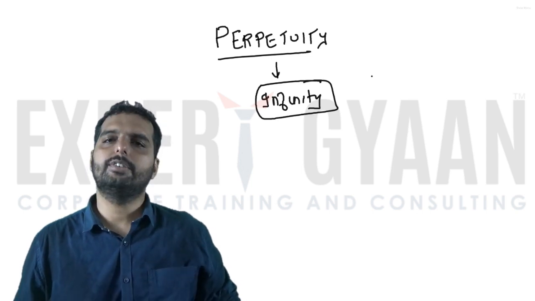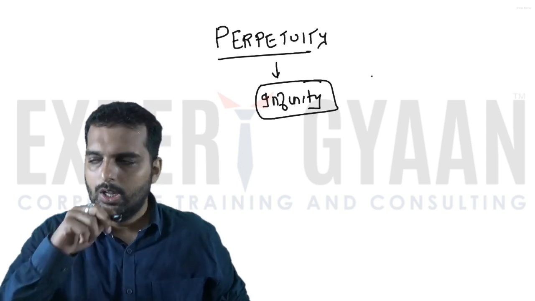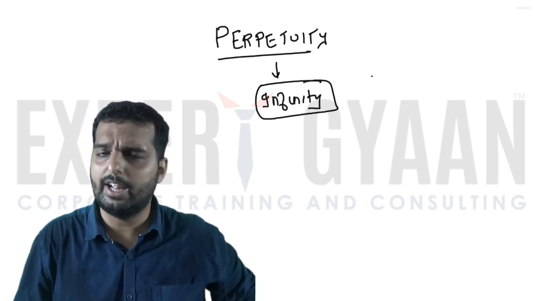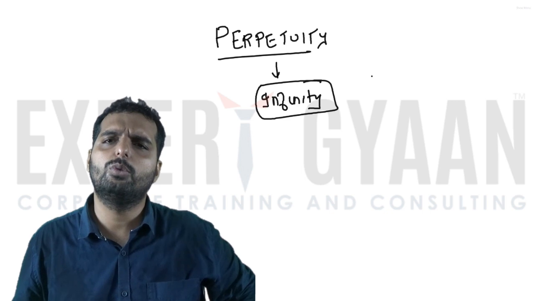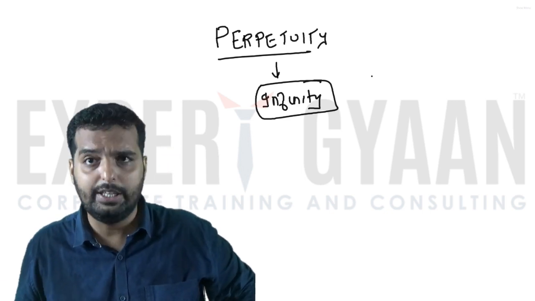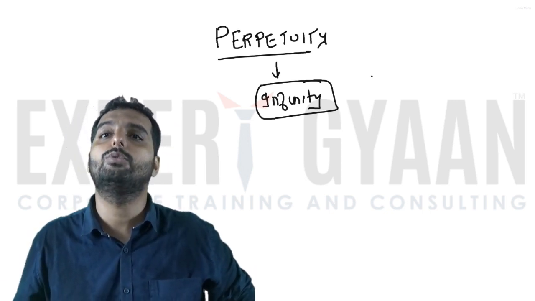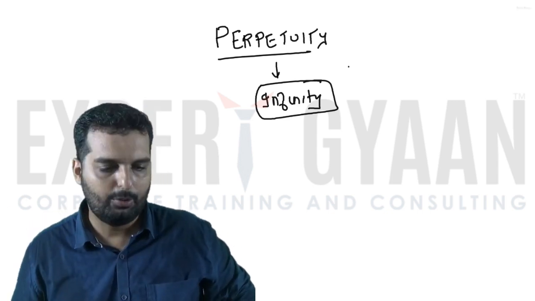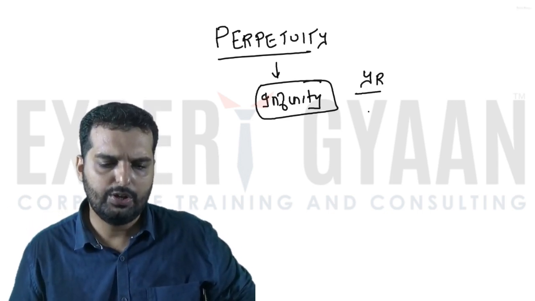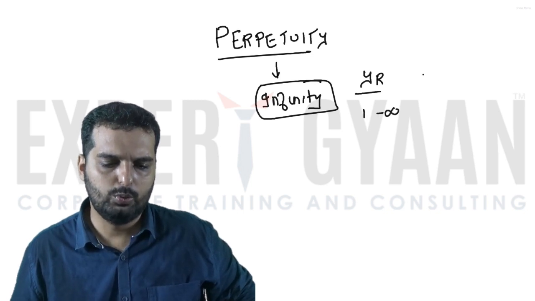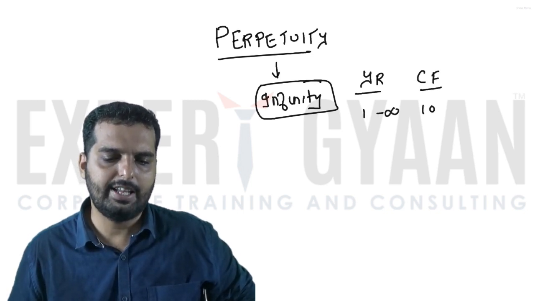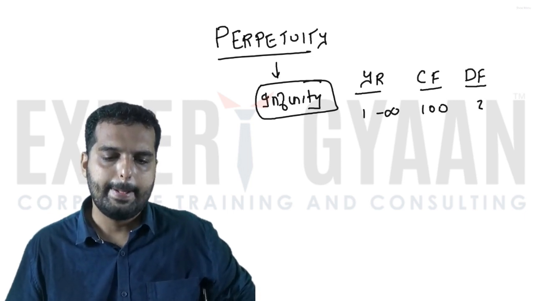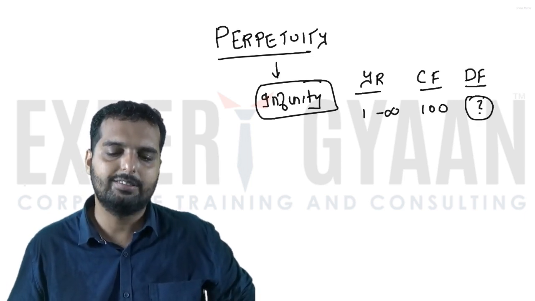We have learned how to take the present value of normal cash flows. We have learned how to take the present value for an annuity, but here we have to find out the present value for infinity. That is, suppose I am talking from year 1 to infinity, and my cash flow is turning out to be, let us say, 100. What would be my discount factor?